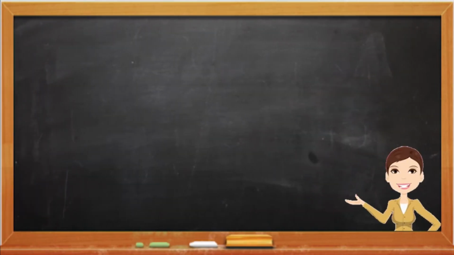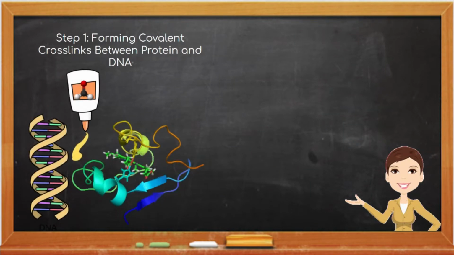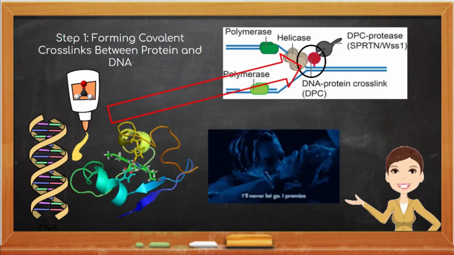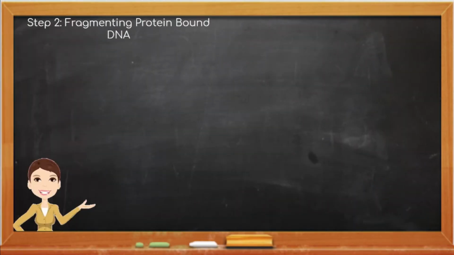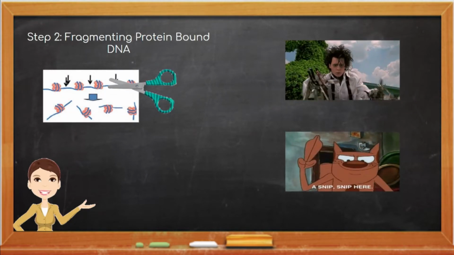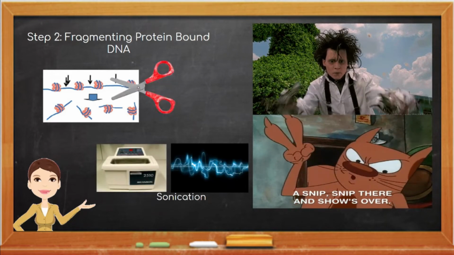Here are the steps. The first step is gluing the DNA and proteins together. This is where we use a solvent, like formaldehyde, to create covalent crosslinks between the DNA and proteins. This makes sure they hold on tight. Step 2 is cutting the protein-bound DNA into smaller fragments of about 300 base pairs. This is done through the process of sonication, which uses sound energy to agitate particles within the DNA and fragment it.